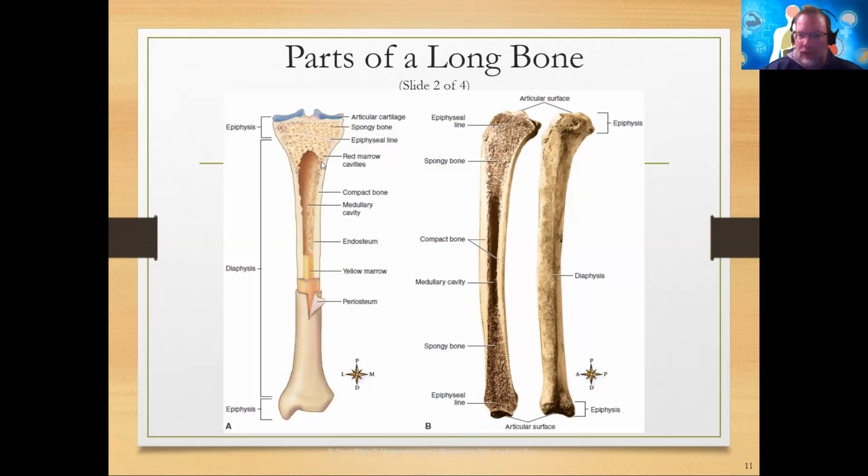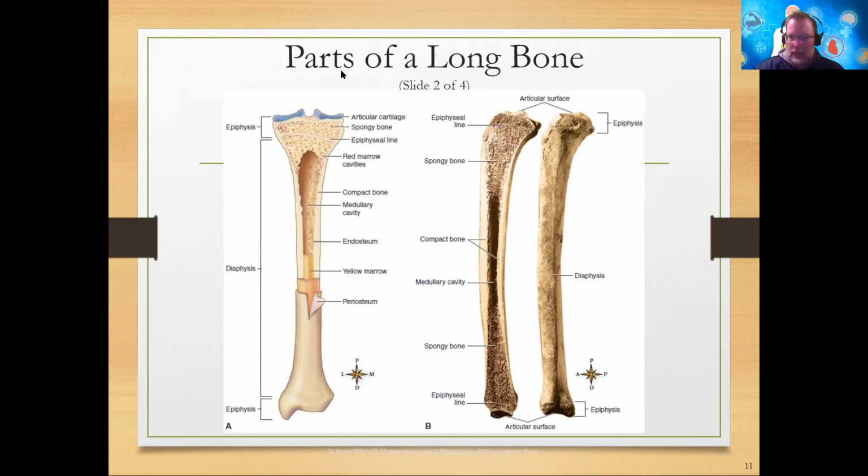So we have the shaft of a long bone. We call that the diaphysis. And the diaphysis of a long bone is going to have something called a medullary cavity. And that medullary cavity is not found in any other bone type. So we only see this medullary cavity being prevalent in the diaphysis, or the shaft, of a long bone. And we'll come back to some of that in a second.